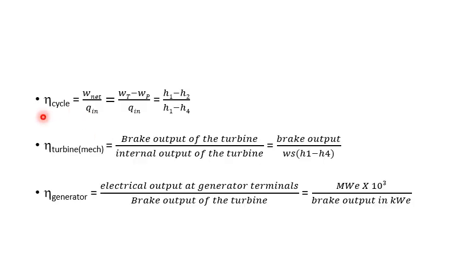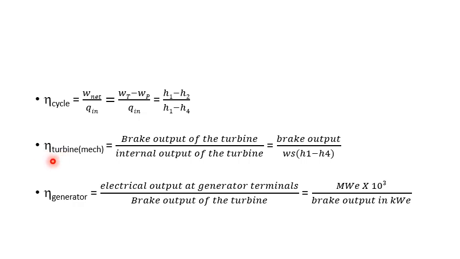Now the cycle efficiency of the plant is equal to W net divided by Q in, and W net, we know, is W turbine minus W pump. If we neglect the pump work, then the efficiency of the cycle is equal to (H1 minus H2) divided by (H1 minus H4).